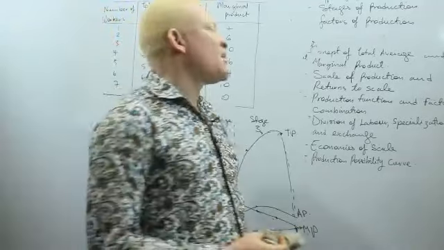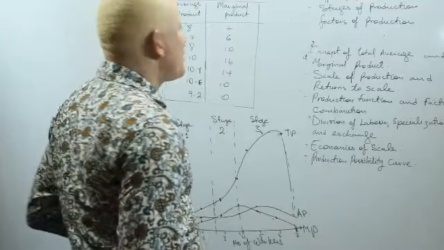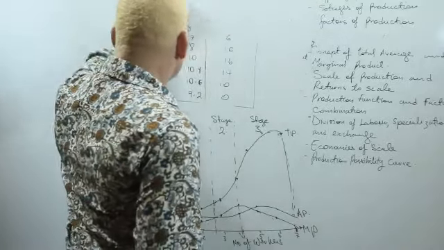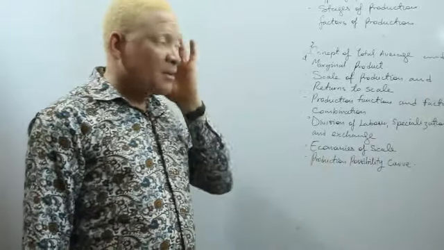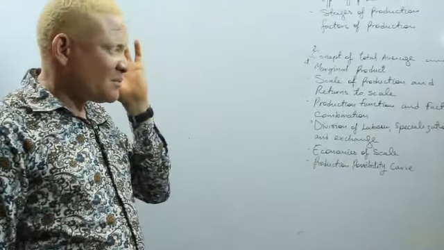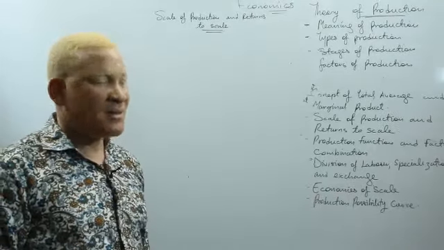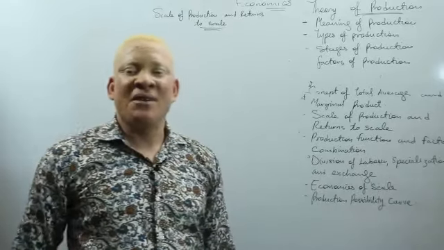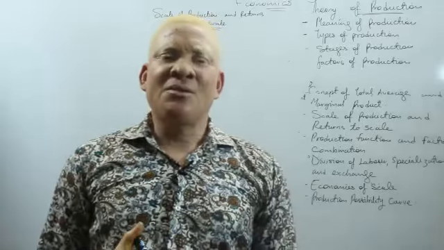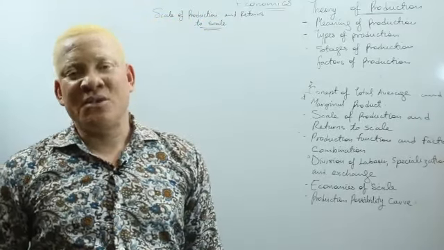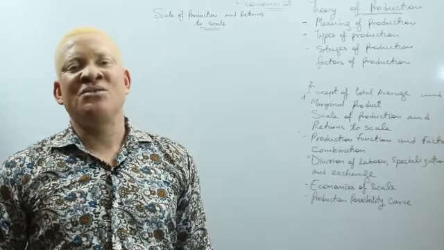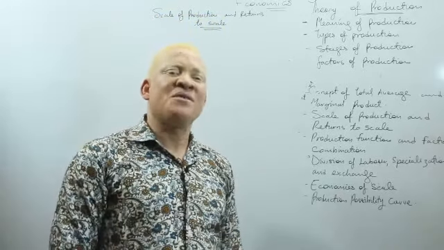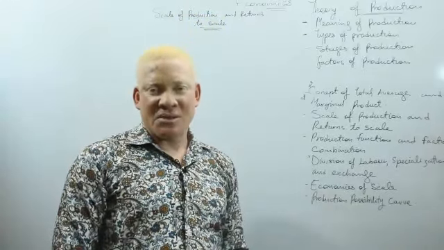The next point we look at is the scale of production and returns to scale. The next point of call on our outline is the scale of production and returns to scale. Now, the scale of production is defined as the quantity or the volume of input which is combined into production to give a given volume of output. So the level of input is what we refer to as the scale of production.